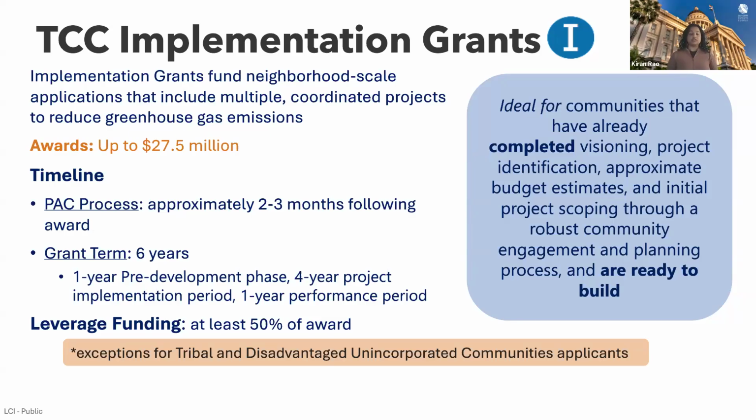Timeline-wise, implementation grants have a 2 to 3 month post-award consultation process to finalize the grant agreements. The grant then has a 6-year term, which includes a 1-year pre-development phase to finalize work plan and budgets to get ready for implementation, a 4-year project implementation period to complete all activities, and a 1-year evaluation phase where outcome monitoring and grant closeout will take place.